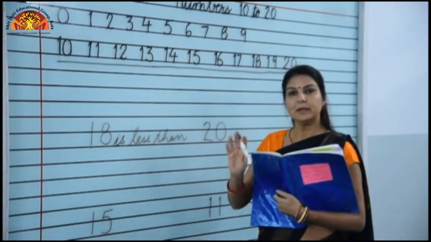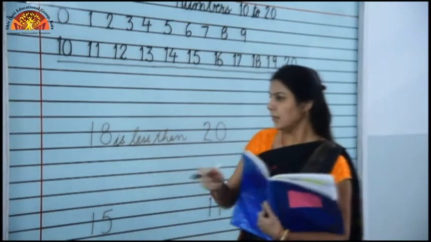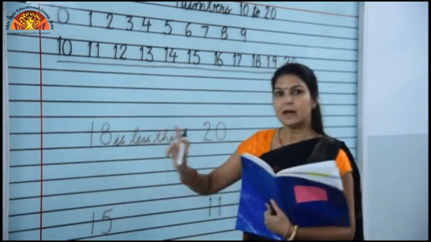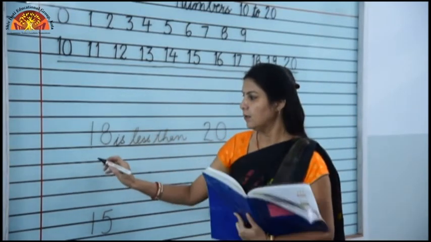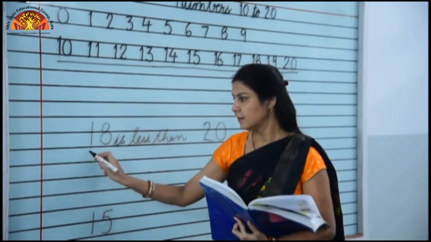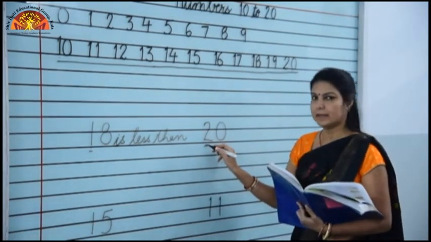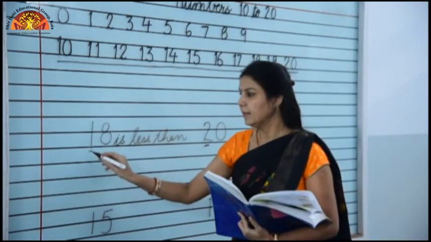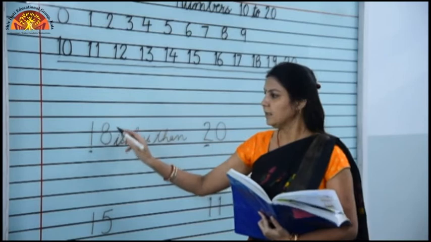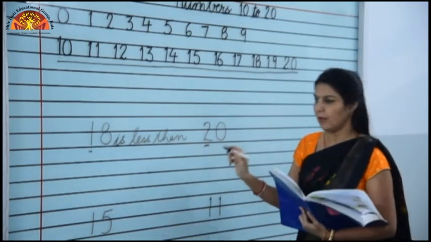You can compare their digits according to their places also. Here you can see, we will start compare the digit from tens place. Here 1 is written tens place and here 2 is written at tens place. Now you know which number is smaller? 1 is smaller. So 18, the whole number will be smaller than 20. I hope you have understood.